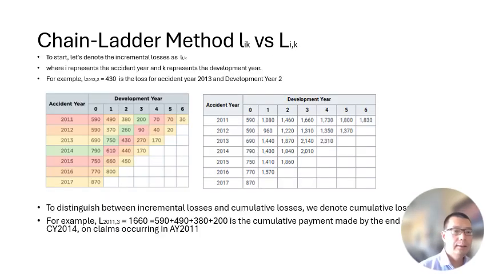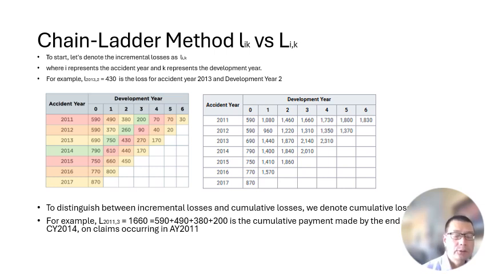So to start, let's denote the incremental losses as l_{i,k}, the small l, where i represents the accident year and k represents the development year. For example, l_{2013,2} will be the row for 2013 and the column where k is 2, so it's the third column, where you can see the loss is 430.